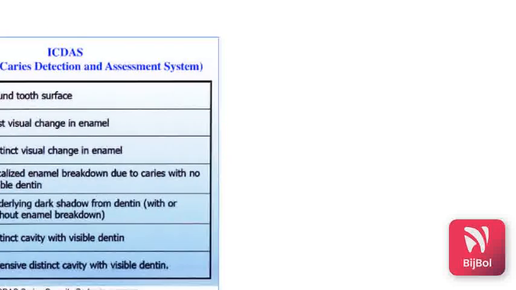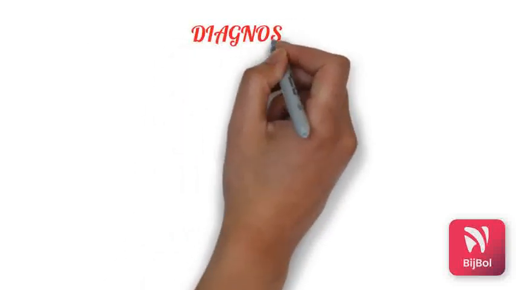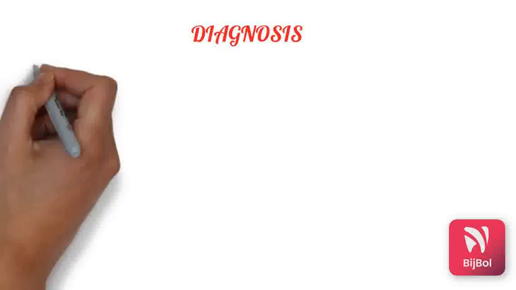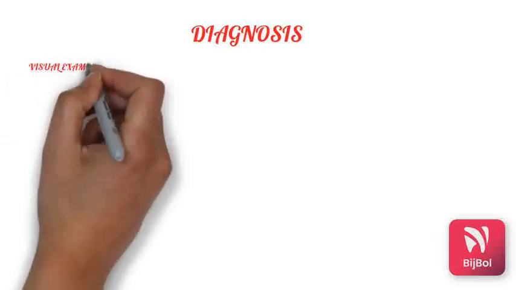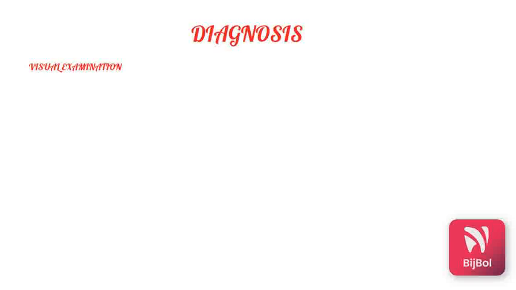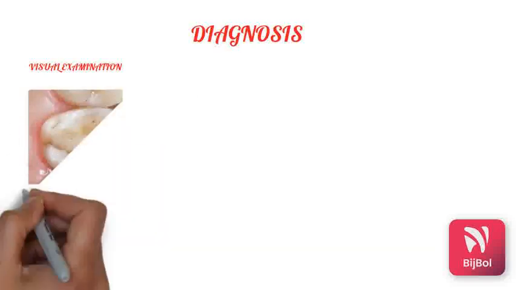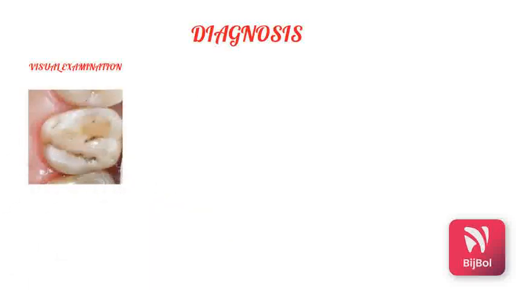Now we'll see the diagnosis of caries. The diagnosis is done by visual examination or meticulous clinical examination, looking for brownish discoloration of pits and fissures, opacity beneath the pits and fissures on the marginal ridges, and frank cavitation of the tooth surface. This can be done under clean and dry conditions using good illumination.